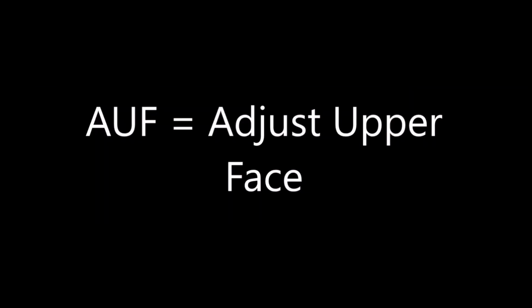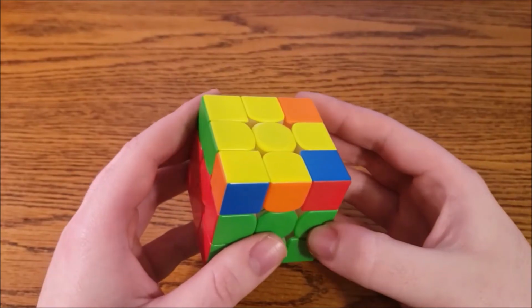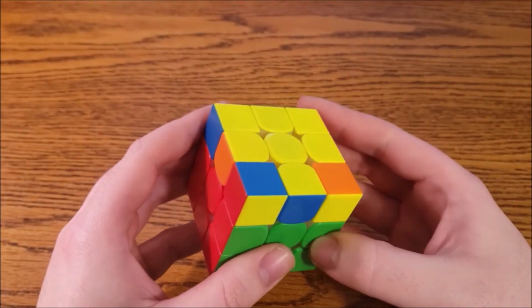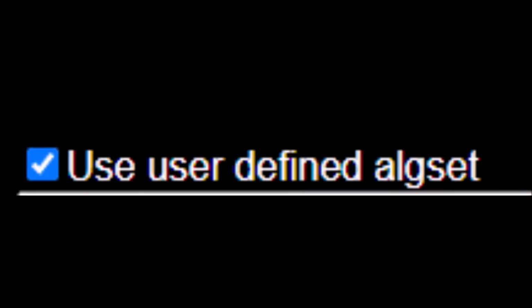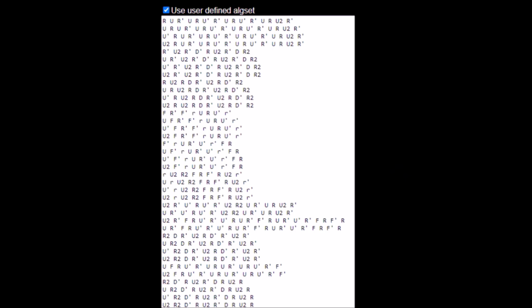I also copied every alg multiple times, but with different AUFs so I could practice recognition from these multiple AUFs. AUF stands for Adjust Upper Face, so what I mean here is that I want to recognize this case from this angle, this angle, this angle, and this angle. So then I went into Train U, selected COLL, selected Use User Defined Alg Set, and pasted all my algorithms into this box. This would allow me to practice these specific cases, so that's what I practiced on this day.